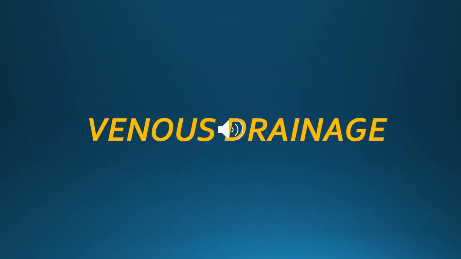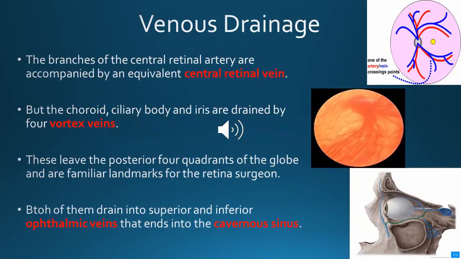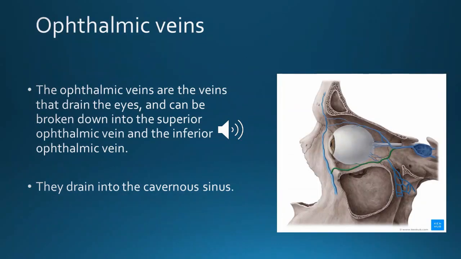Venous drainage of the eye. The eye drains into the central retinal vein and vortex veins. Both of them drain into the superior and inferior ophthalmic veins that end in the cavernous sinus. The picture shows the superior and inferior ophthalmic veins draining into the cavernous sinus.